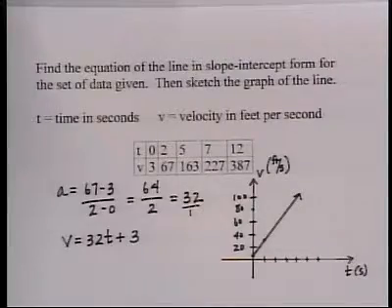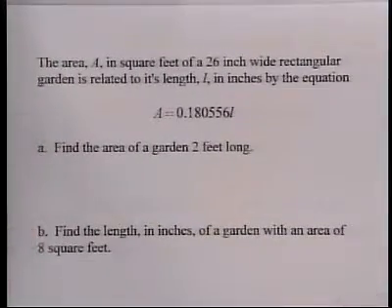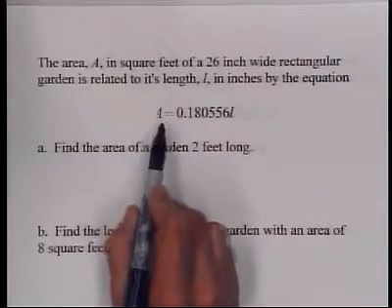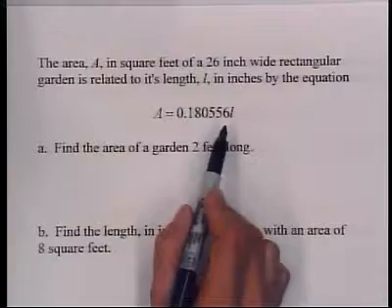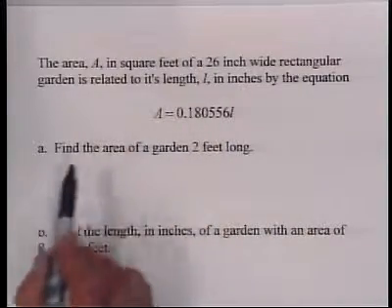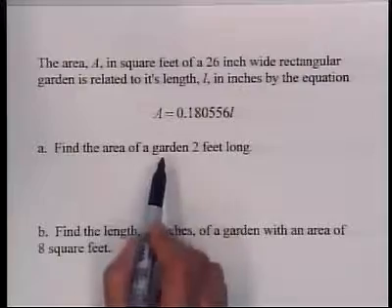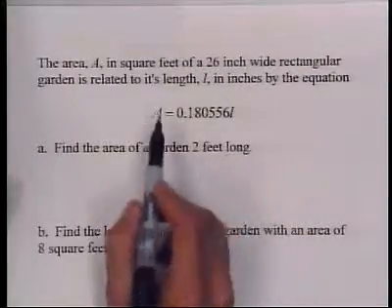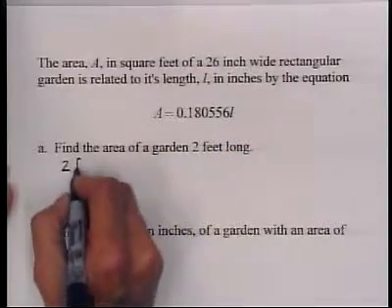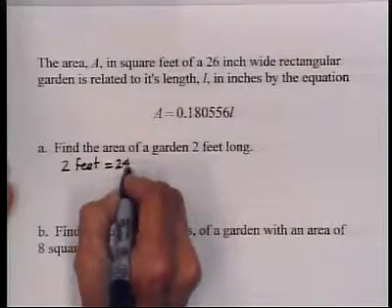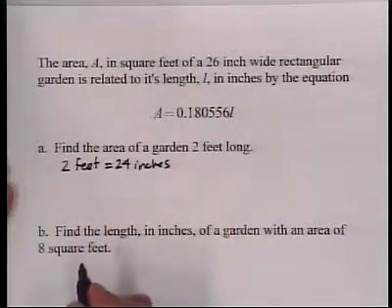Well, let's look at an application. The area A in square feet of a 26-inch wide rectangular garden is related to its length L in inches by this equation. A equals 0.180556 L. L is in inches, the area is in square feet. The first question says, find the area of a garden 2 feet long. Well, if we're going to use this formula, we can't use 2 feet for L. We have to use 24 inches. The units on L need to be inches.